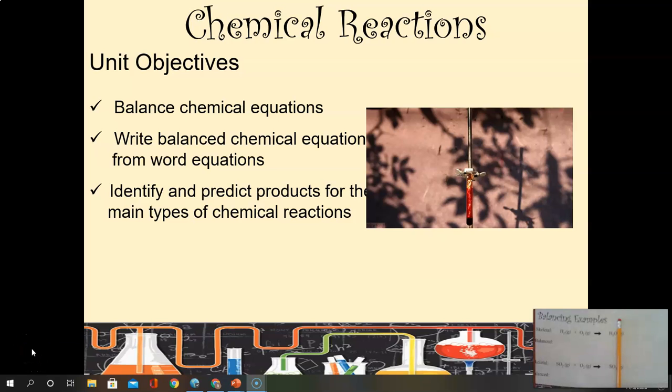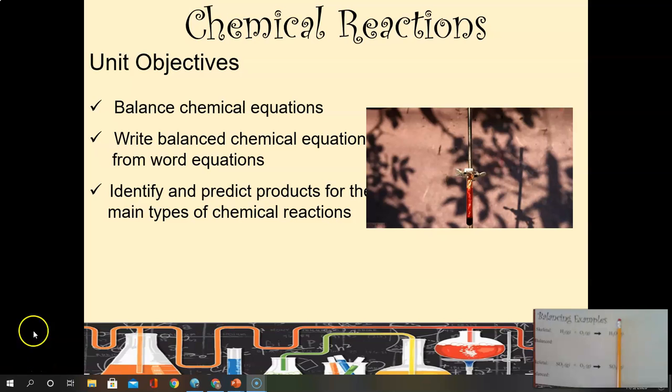Hey there, so this is our unit on chemical reactions. There's several chemical reactions that we're going to learn about and learn to balance and learn to predict. We're going to use a couple of tables and we're going to have to memorize some solubility rules, which is not that hard, but you can do it.